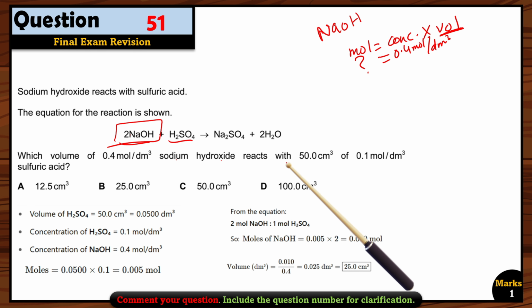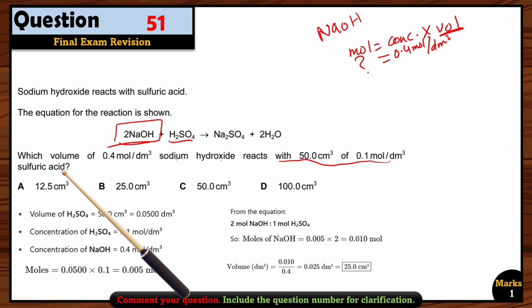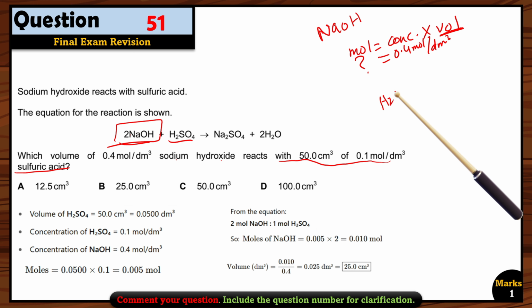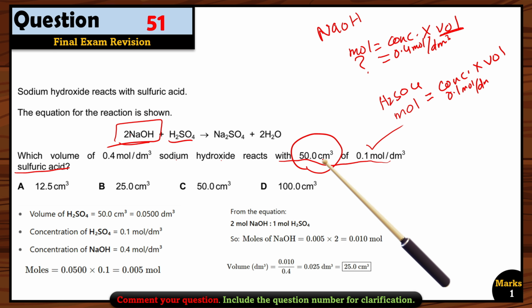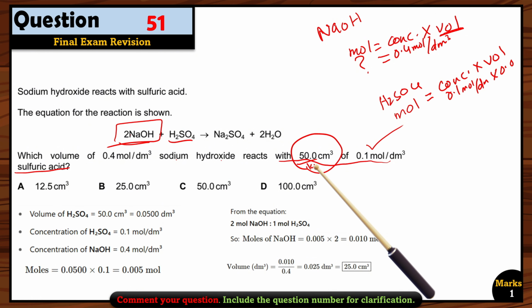Now let's see the second part. It reacts with 50 centimeter cube of 0.1 mole per dm cube. Simple. Now for H2SO4, we have been given all the information. We have to find the moles. Moles is equal to concentration into volume, because all the information is related to concentration and volume. Concentration is already given, 0.1 mole per dm cube. What about the volume? It is in centimeter cube, so you have to convert it into dm cube by dividing by 1000, that is 0.05 dm cube.